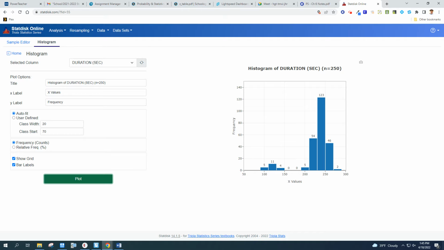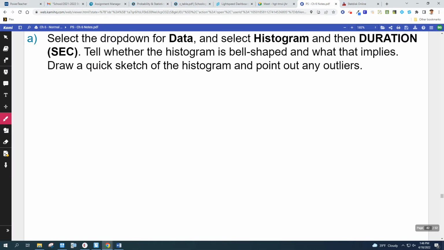Remember earlier I said you can have one outlier, but I don't want two or more. I don't want a bunch of outliers. And in this case, you've got 5 plus 11 plus 4 equals 20 outliers. That's too many outliers. This is not going to be normal, and I can tell that from the histogram. So I want you to draw this. We're going to draw a quick sketch of the histogram and point out any outliers.